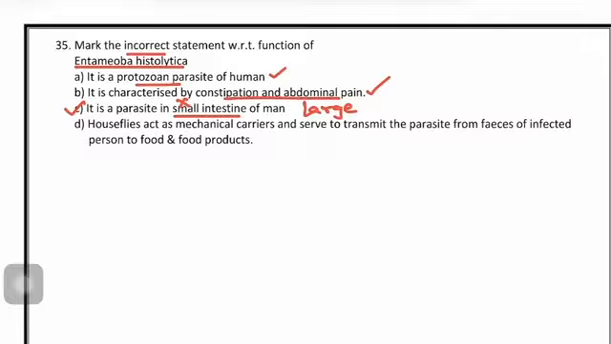Let's see D option. Housefly act as mechanical carriers serve to transmit parasite from feces of infected person to food and food products. Absolutely right. So answer is option C.